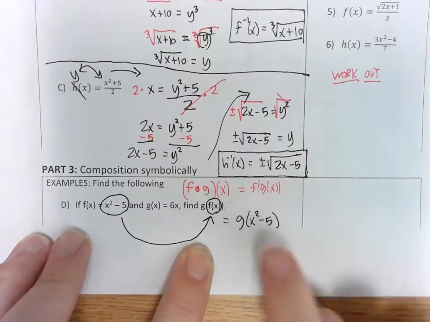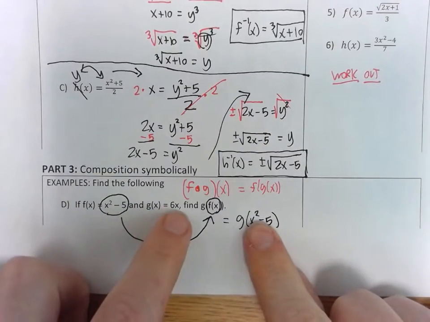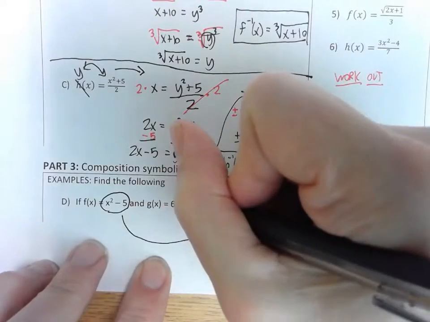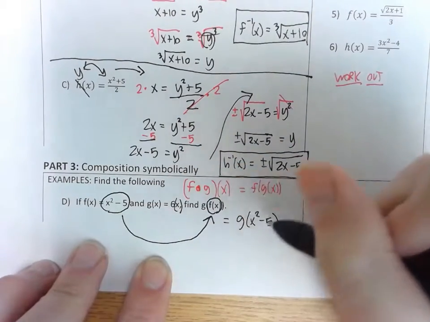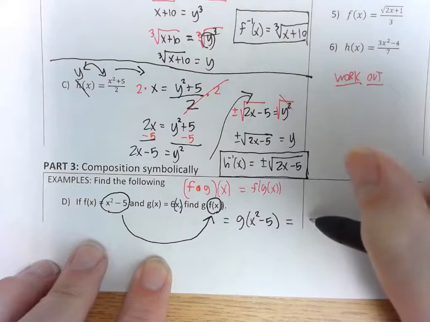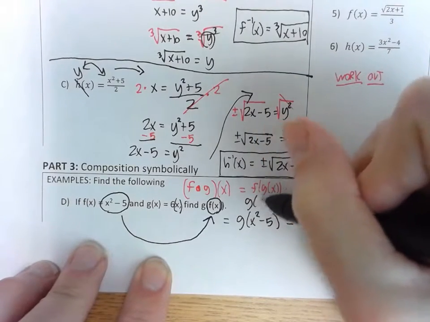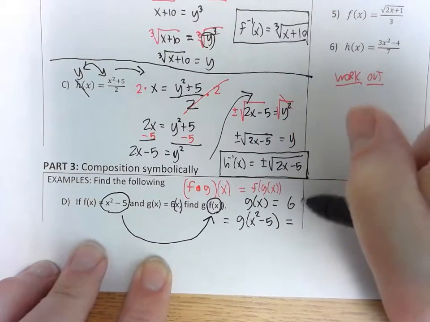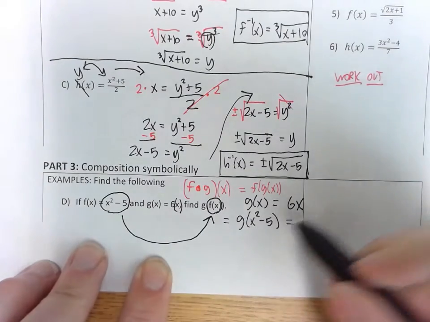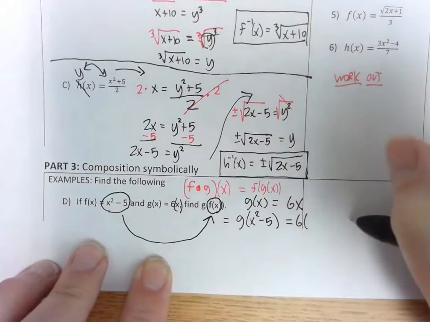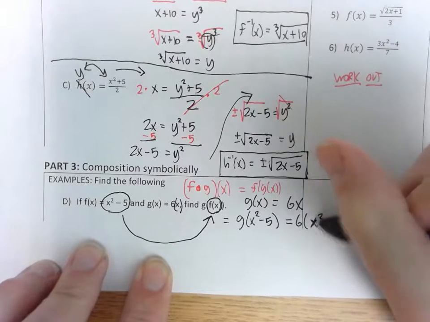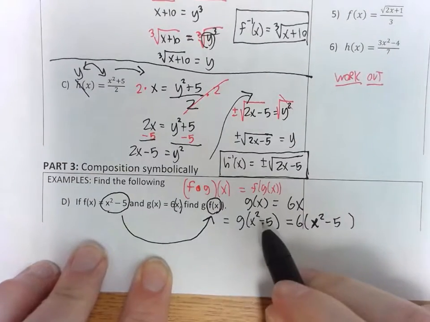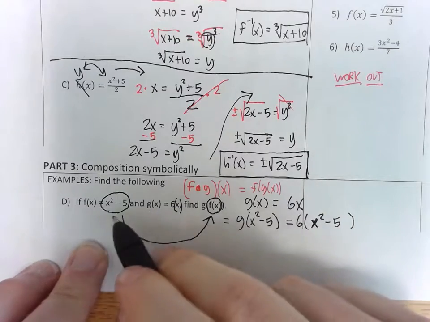All right, our second step is to go into the g function and substitute that x with the x squared minus 5. So think about it like this. g of x is equal to 6x. So g of x squared minus 5 is equal to 6 times x squared minus 5. We replace this x with the expression from the other function.